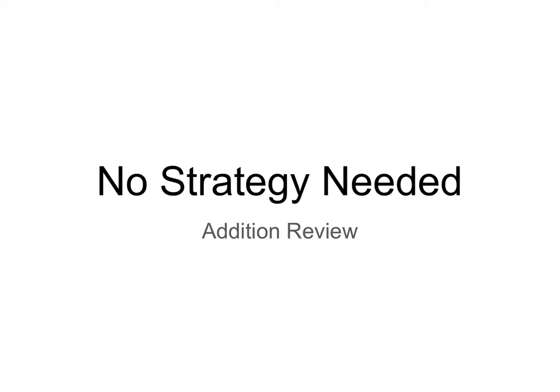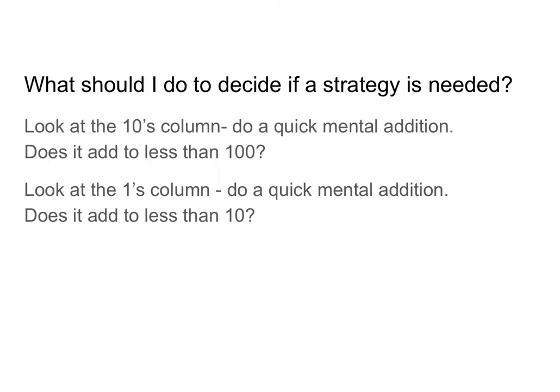No strategy needed, addition review. What should I do to decide if a strategy is needed? We're going to look at the tens column, do a quick mental addition. Does it add to less than 100? Look at the ones column, do a quick mental addition. Does it add to less than 10?